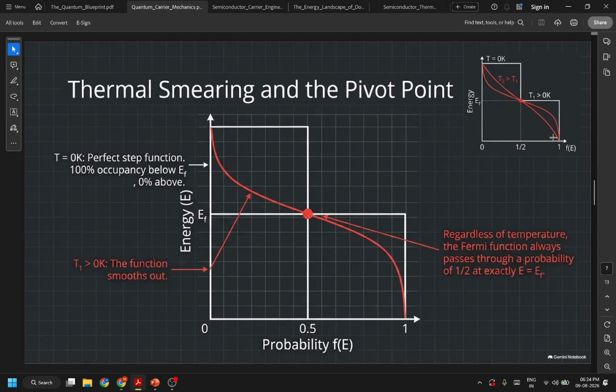And if you see here, as you increase the temperature, the function smooths out more and more. So at T equals 0, it's like this. At T1, it's like this. At T2 greater than T1, it's like this.